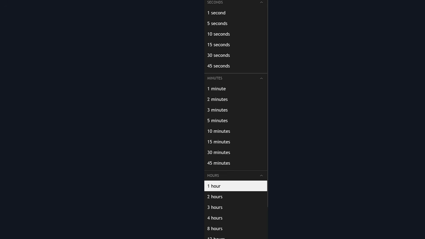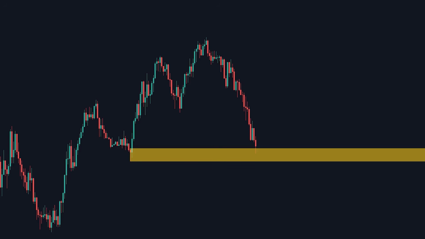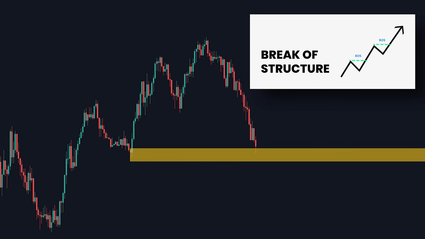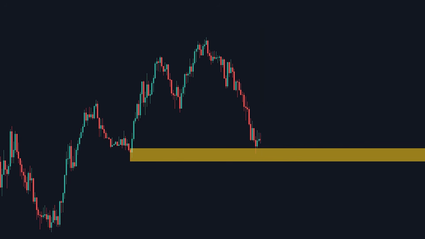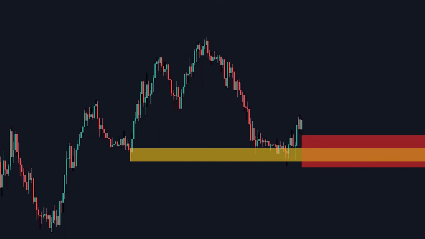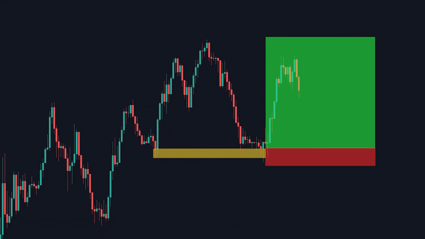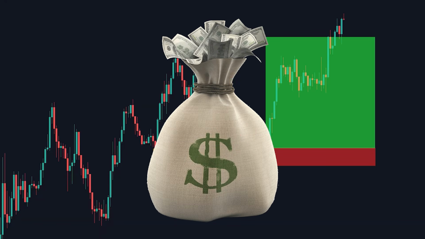Switch to a lower time frame, from 1 hour down to 15 minutes for entry confirmation. Wait for a break of structure showing shift from bearish to bullish momentum. There's our signal. Next, wait for price to move toward an imbalance. Here's that region. This is where we enter. Return to higher time frame, set stop loss below the recent low, profit target at previous high. Let the trade develop. Just like that, a winning trade.